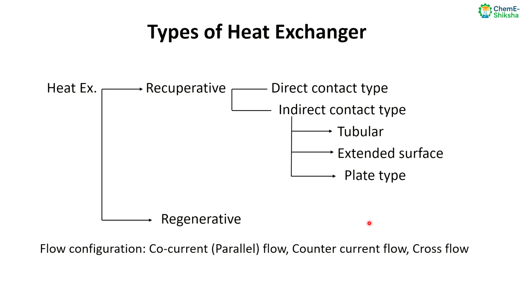Now the types of heat exchanger. Generally heat exchangers are of two types, that is recuperative and regenerative. So what is the difference between these two? Recuperative heat exchangers utilize separate flow paths for each fluid, which are exchanging heat across a wall. And regenerative heat exchangers use a single flow path where the fluids alternately flow and the heat is stored in the medium before being transferred. So this is the difference between the recuperative and regenerative heat exchanger.